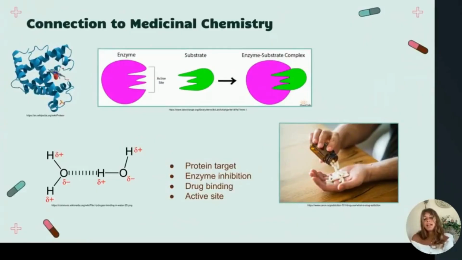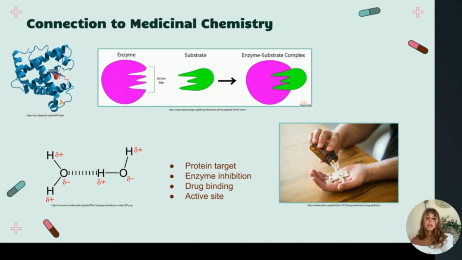If the drug fits well, it can block the enzyme from doing its normal job. So this slide connects NSAIDs back to concepts we've learned in class. The COX enzyme is a protein, and proteins have specific three-dimensional shapes. Inside the protein is the active site, where the drug binds. The drug doesn't just stick randomly. It forms interactions with amino acids inside the active site.